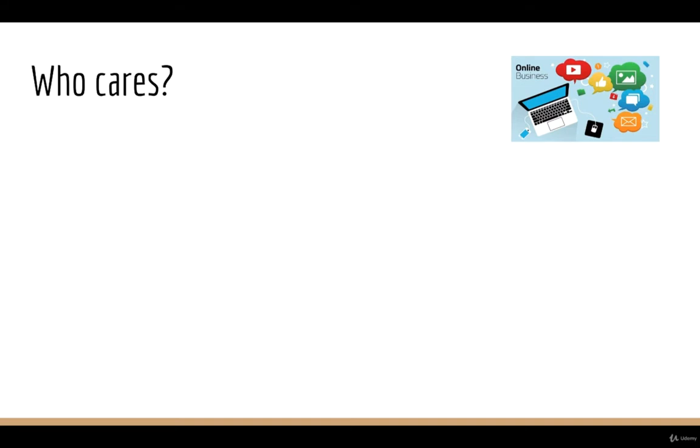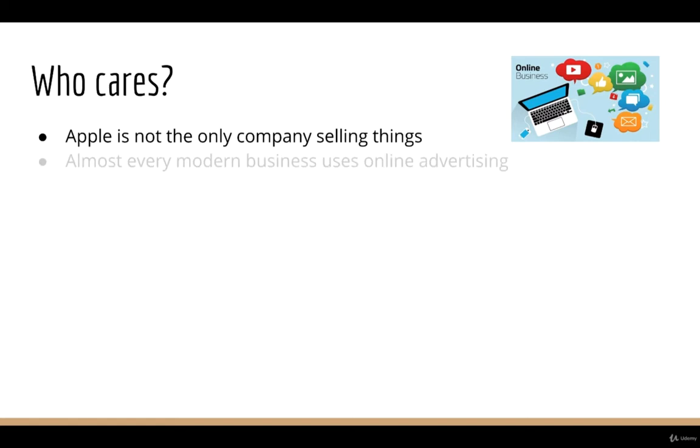Now, obviously, Apple is not the only company in the world selling things. The online advertising industry is a billion-dollar industry. Almost every modern business in the world uses online advertising. In other words, the techniques you're learning here are applicable to any of the modern businesses making use of the billion-dollar online advertising industry's platform.